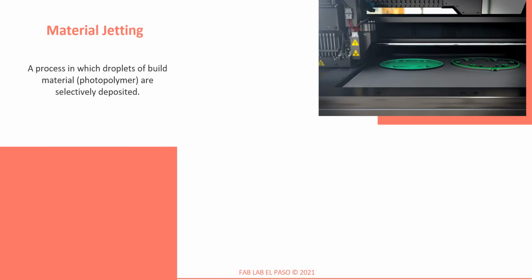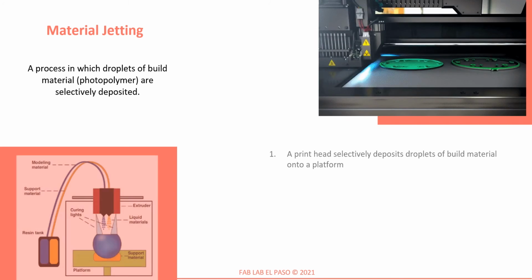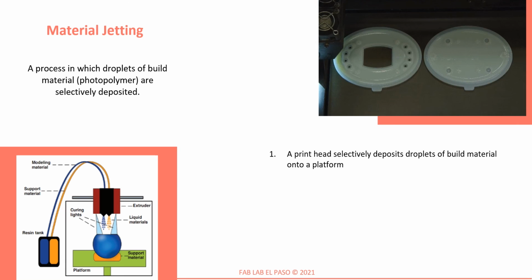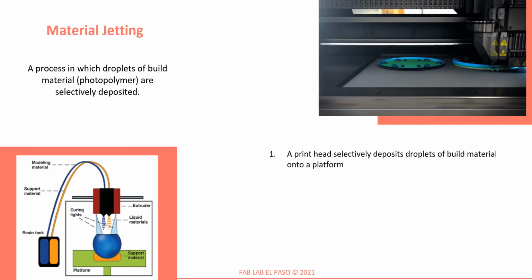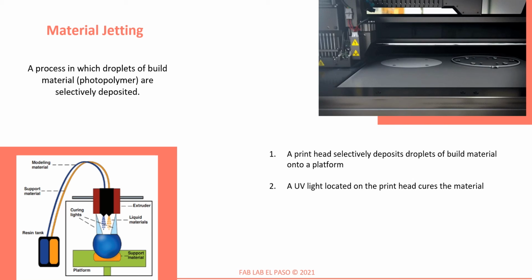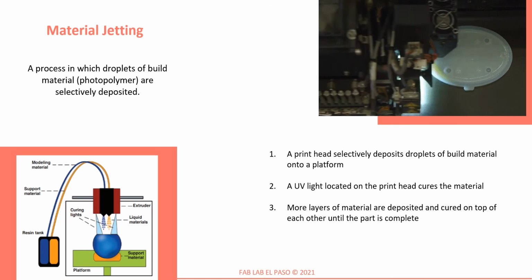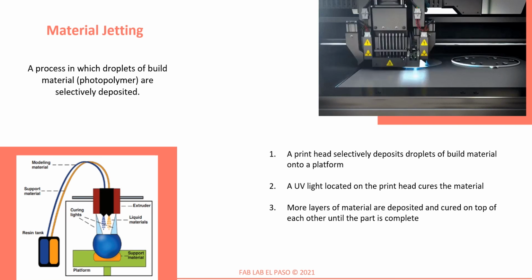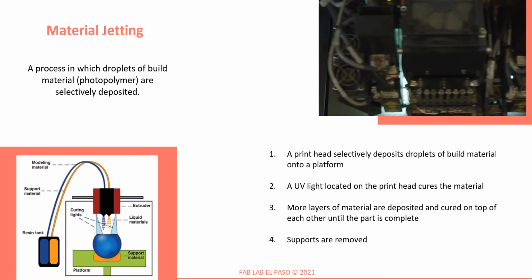Material jetting is a process in which droplets of build material, specifically photopolymers, are selectively deposited. First, a print head, similar to one used by inkjet printers, selectively deposits tiny droplets of the build material onto a platform. A UV light that is also located on the print head immediately cures the material. More layers of material are deposited and cured on top of each other until the part is complete. Finally, any support material can be removed.